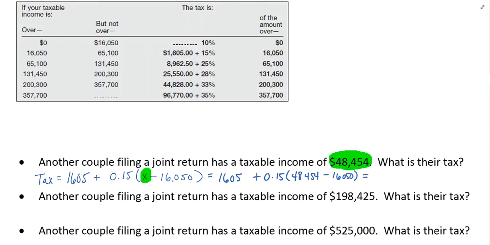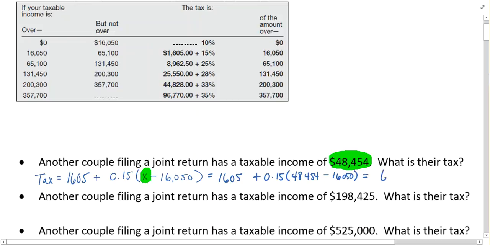And I've just rewritten the problem with the dollar amount in place of x, and off screen I calculated that the tax for this couple came out to be $6,465.60.